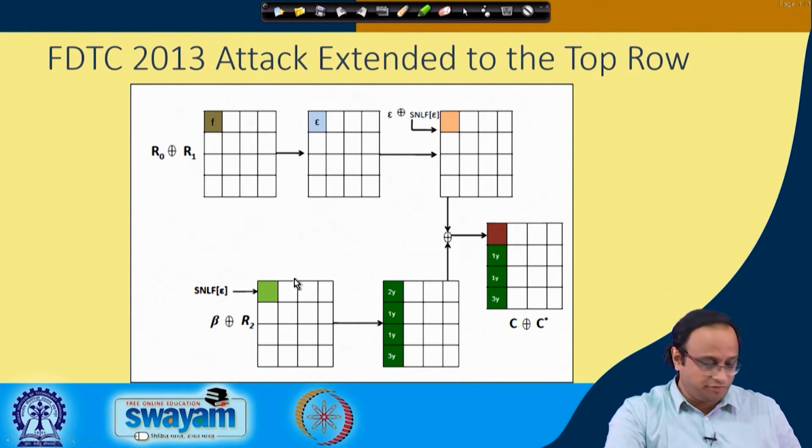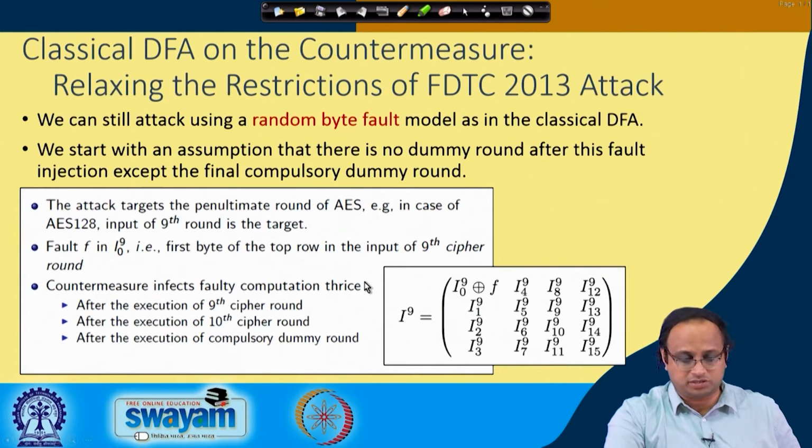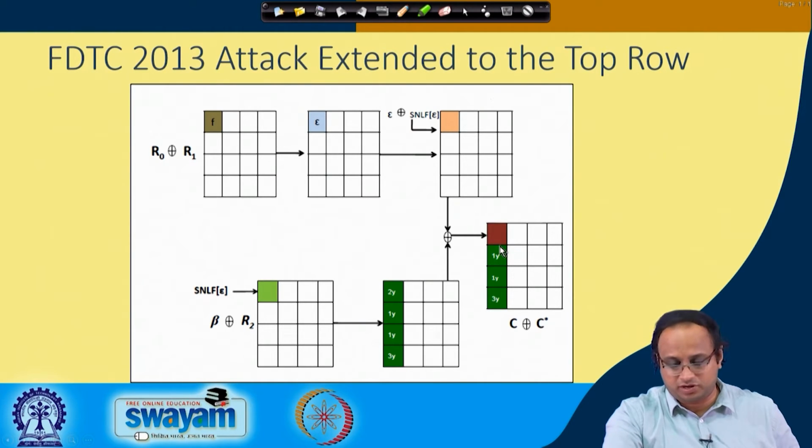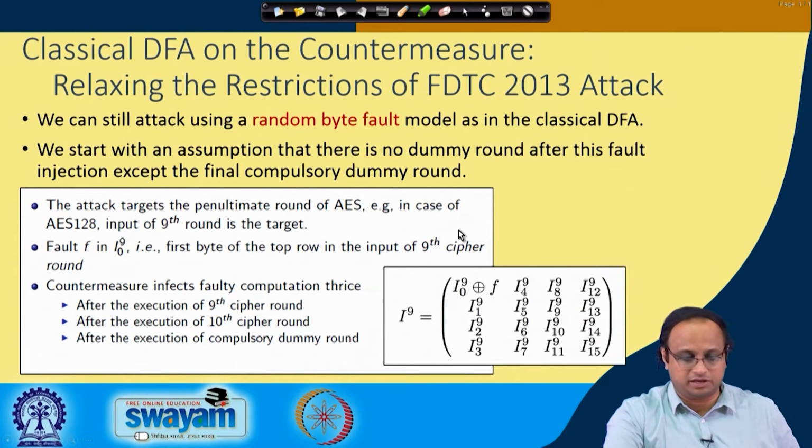So this is an illustration of how the attack works, and it will probably work even over here, because you can remove this disturbance and get the value of epsilon XOR of SNLF epsilon and repeat the attack.